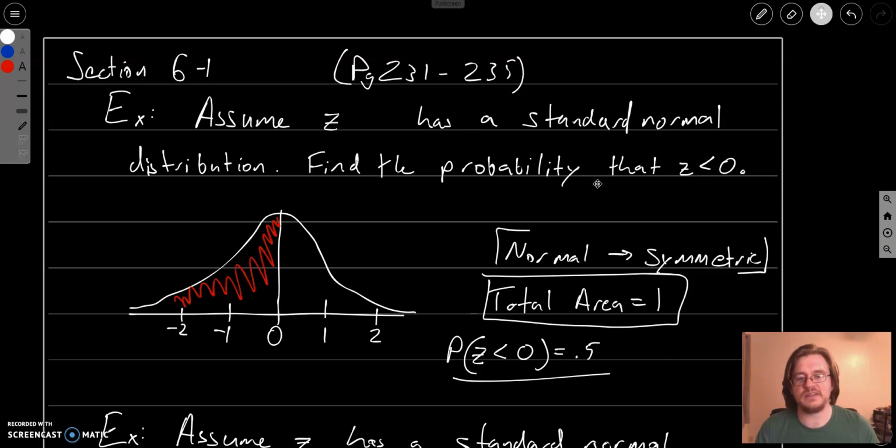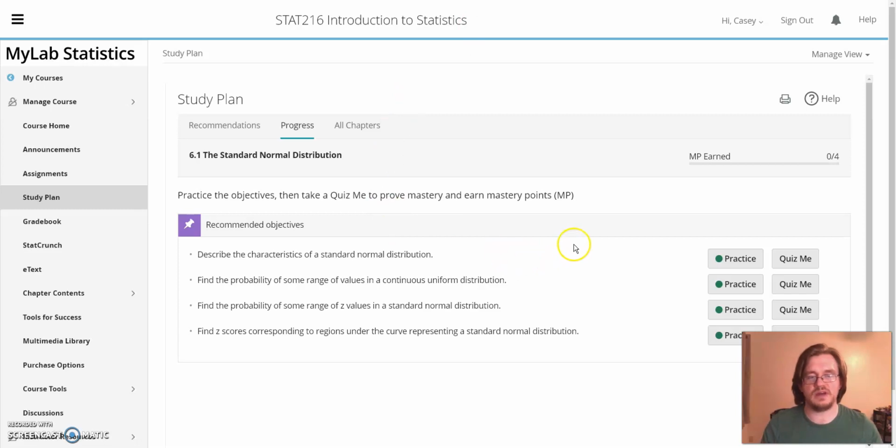That means I need to find the area. So the entire goal here is to know what the area of this section is. So let me go to a sample problem in StatLab. So here in the study plan area, I'll go to practice, which is find the probability of a range of Z values in a standard normal distribution. So this is exactly what we're looking at.